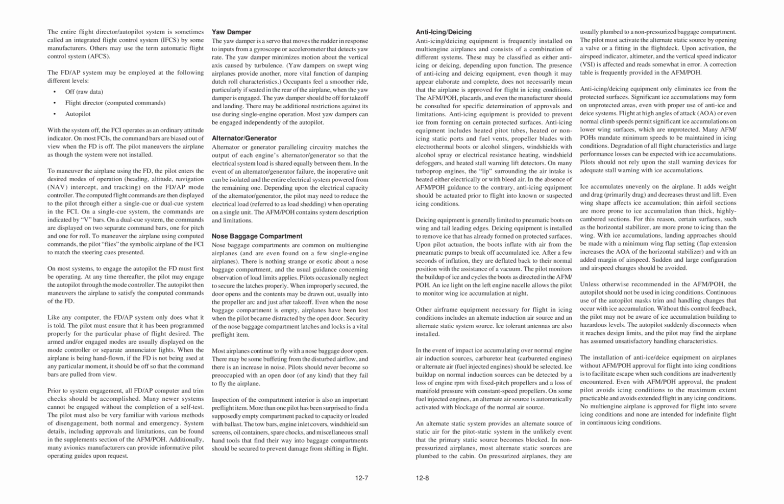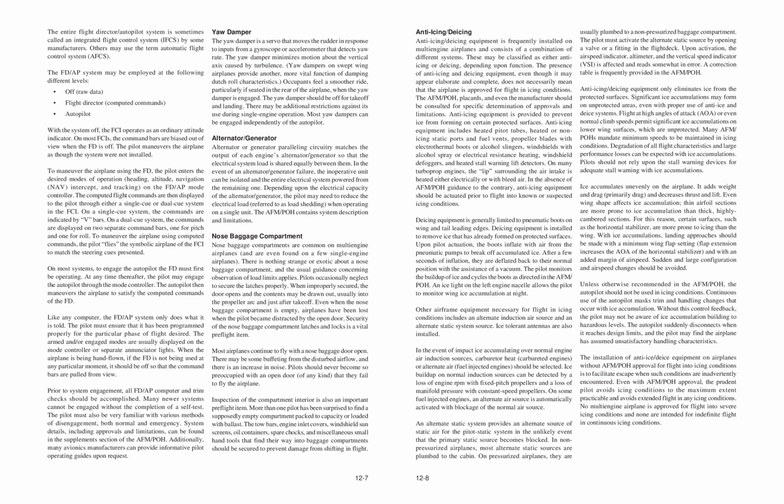Anti-icing/de-icing equipment only eliminates ice from the protected surfaces. Significant ice accumulations may form on unprotected areas, even with proper use of anti-ice and de-ice systems. Flight at high angles of attack, AOA, or even normal climb speeds permit significant ice accumulations on lower wing surfaces, which are unprotected. Many AFM/POHs mandate minimum speeds to be maintained in icing conditions. Degradation of all flight characteristics and large performance losses can be expected with ice accumulations. Pilots should not rely upon the stall warning devices for adequate stall warning with ice accumulations.